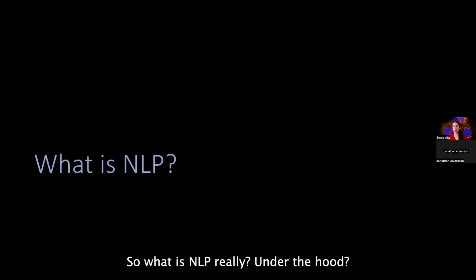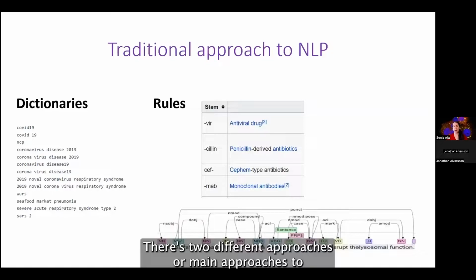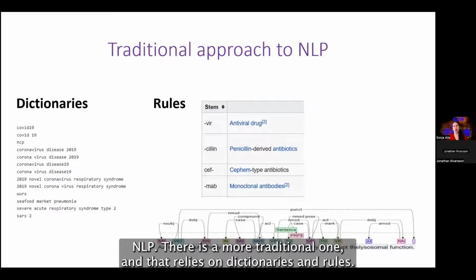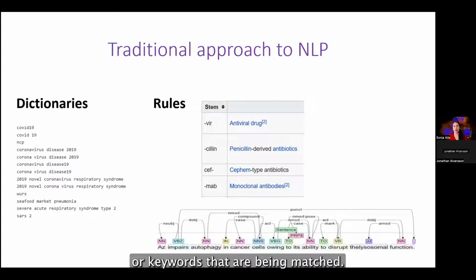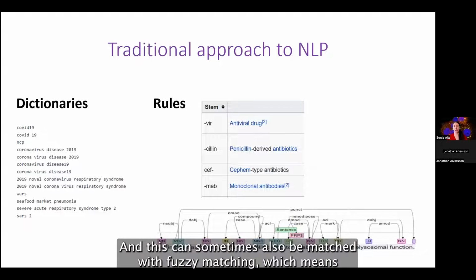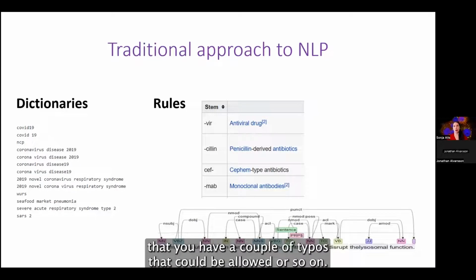So what is NLP really under the hood? There are two main approaches to NLP. There's a more traditional one, and that relies on dictionaries and rules. Dictionaries are a very, very long list of synonyms or keywords that are being matched. And this can sometimes also be matched with fuzzy matching, which means that you have a couple of typos that could be allowed, and so on.